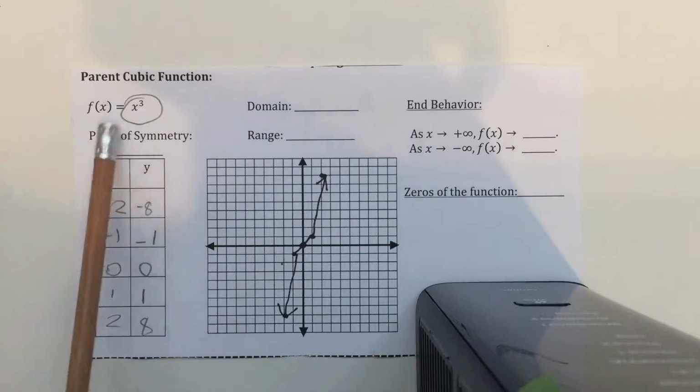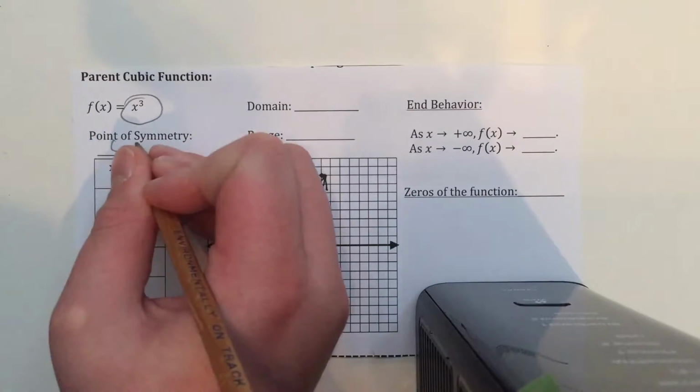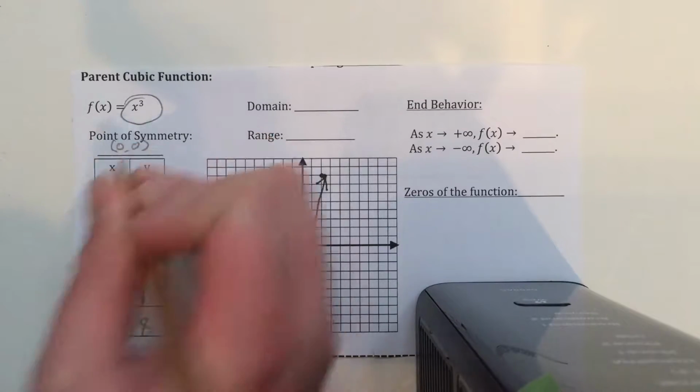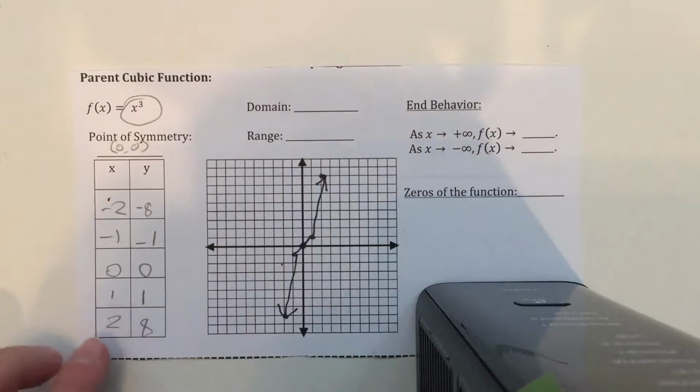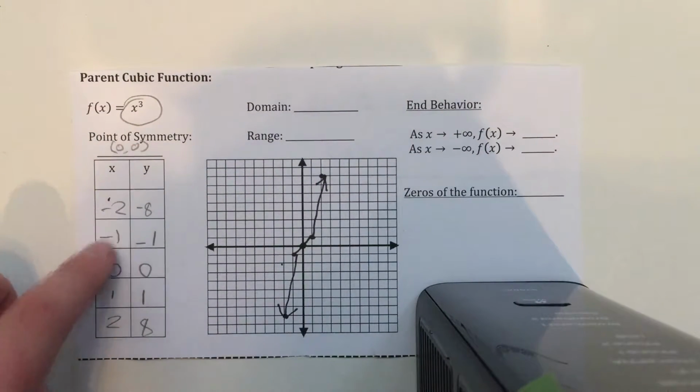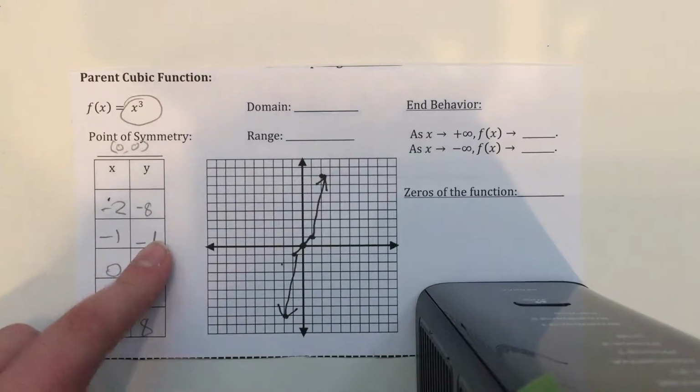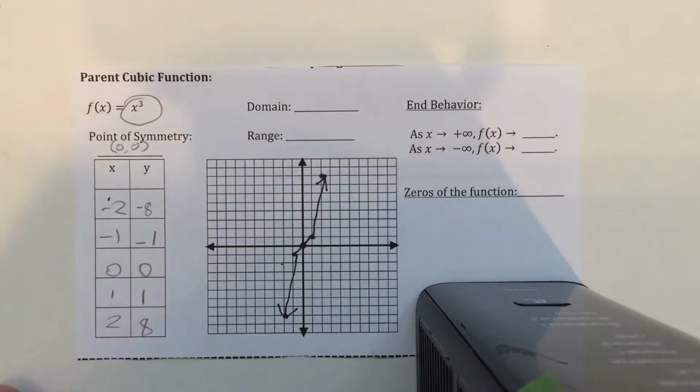Now, you can tell that the point of symmetry is obviously 0, 0, because if you look at the points, they are the same for positive and negative. So if we had a 1, it would be 1, and if we had a -1, it would be a -1. And that makes the point of symmetry 0, 0.